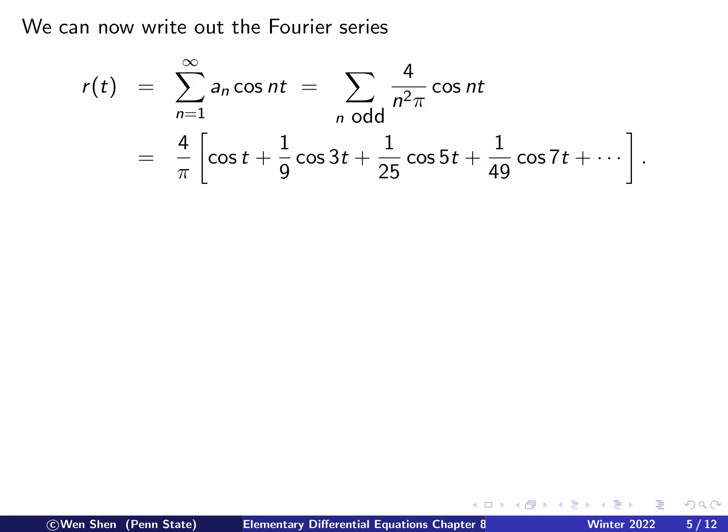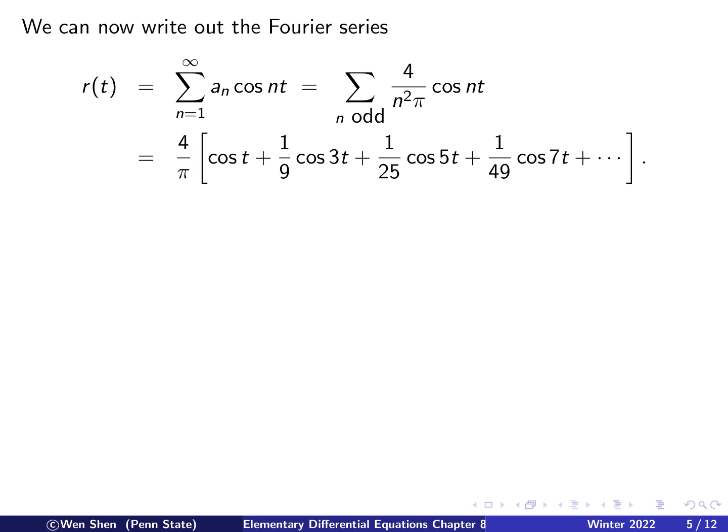Okay, now we are ready to write out the Fourier series for r(t). So we see that there are no sine terms, there are only cosine terms. And then in this summation, we actually have lots of zeros, so we only need to sum over n which is odd. And then when n is odd, a_n is 4 over n squared pi, cosine nt.